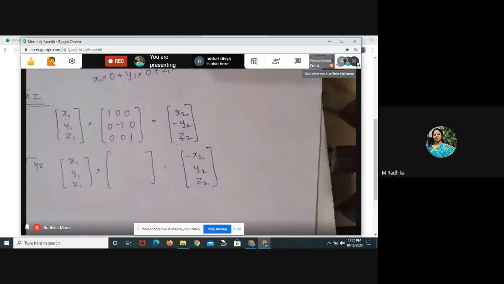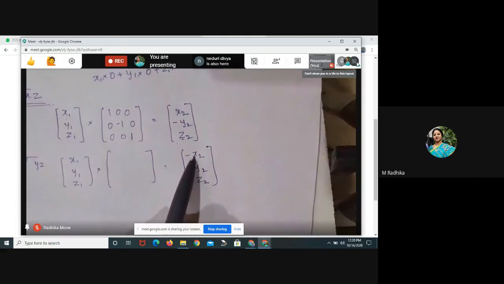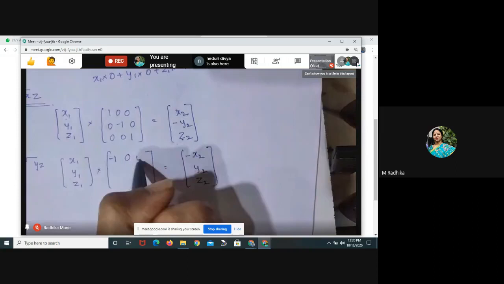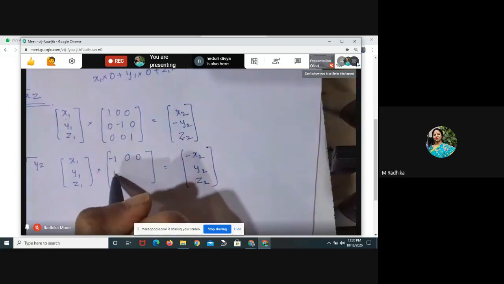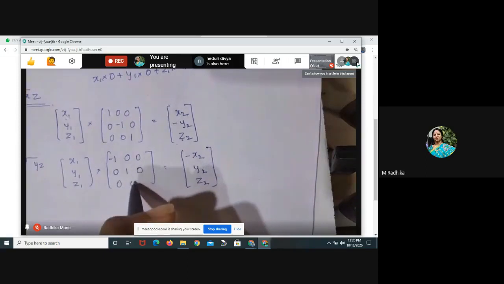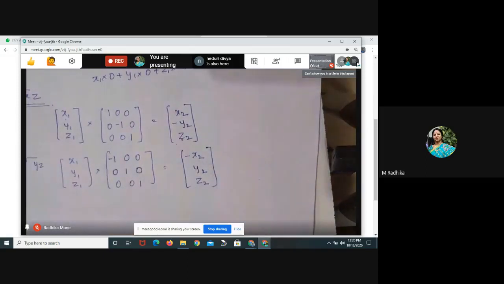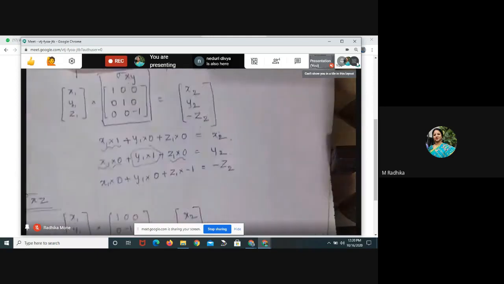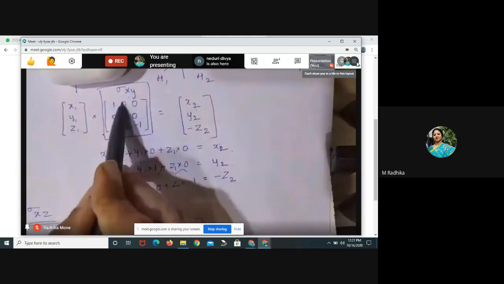So that means when I compare to the original position, the x position is reversed, minus 1. Second position, final position. So it will be minus 1, 0, 0; 0, 1, 0; 0, 0, 1. Fine. So what did we do? We have found the matrices when we do the reflection in the sigma xy direction.